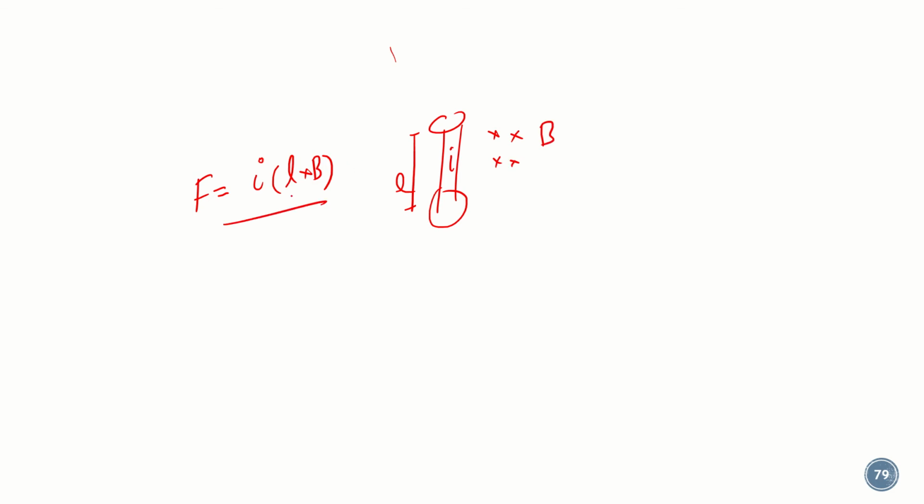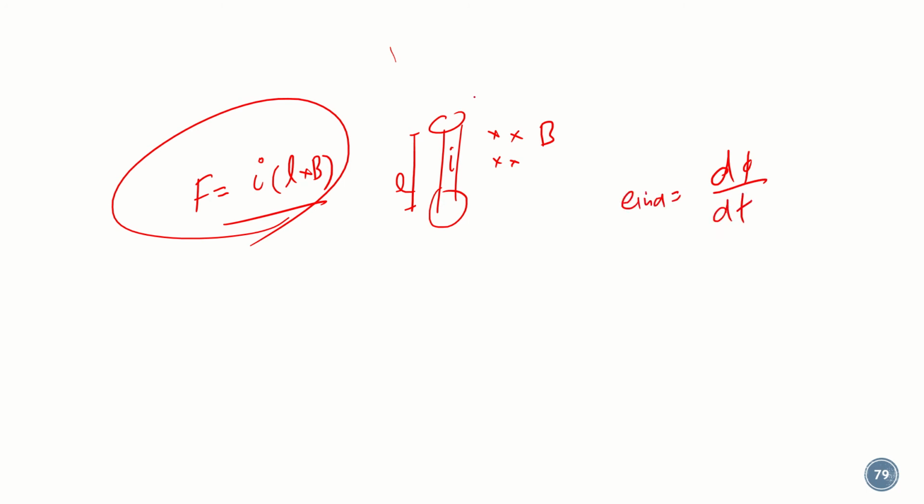We also learned that the rate of change of flux with respect to time will induce a voltage in the current carrying wire, and if you have n number of turns, it will be this. This is Faraday's law, where Lenz's law just represents the sign.